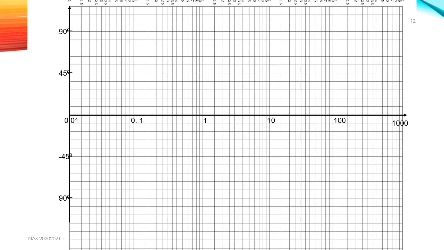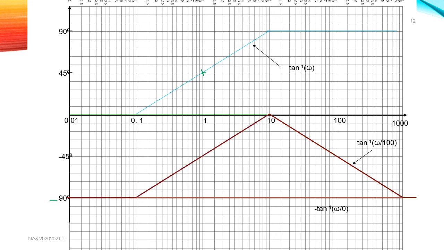Okay, same goes for the phase plot. First, you have poles at 100, so it's negative 45 degrees at 100, extended to the earlier decade and next decade. And then you have poles at origin, which is negative 90 degrees, constant. And then you have the constant, and you have zeros at 1. Zeros at 1 is positive 45 degrees at 1, and the rest extended to the earlier decade and next decade. And finally, you total them up.